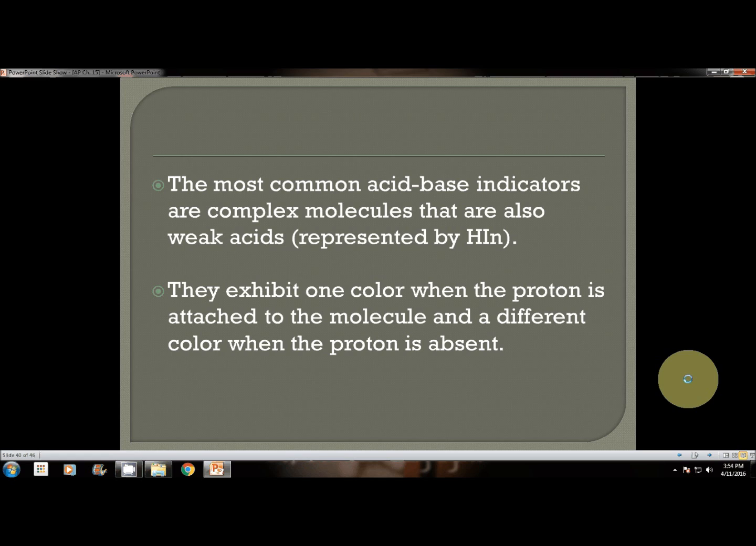We're just going to call them HIN, IN standing for indicator. They exhibit one color when the proton is attached to the molecule and a different color when the proton is absent. We've used phenolphthalein before, and phenolphthalein is colorless in its acid form when it has the proton, and then when it loses the proton, it turns into its pink form.